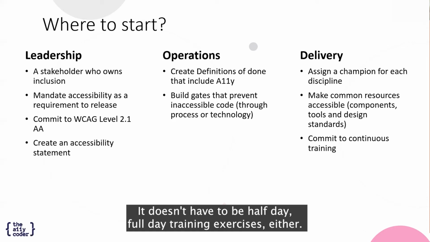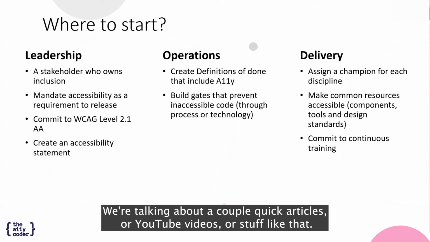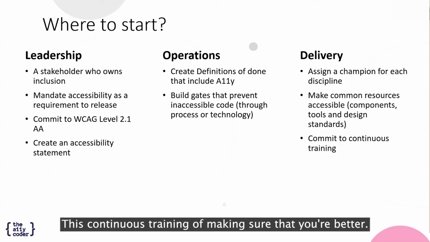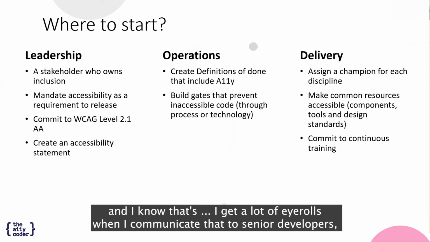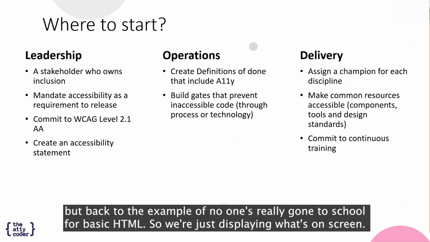It doesn't have to be half-day or full-day training exercises either. We're talking about a couple of quick articles or YouTube videos or stuff like that. This continuous training is about making sure that you're better. And it doesn't only have to be accessibility training, right? It can be just basic HTML. I know I get a lot of eye rolls when I communicate that to senior developers, but back to the example of no one's really gone to school for basic HTML. So we're just displaying what's on screen.